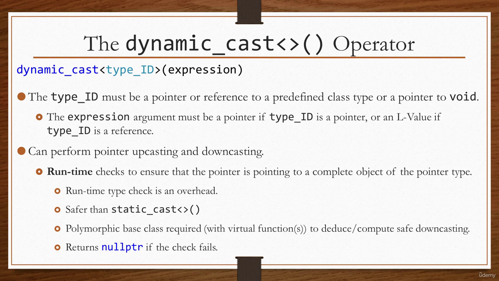So for this to work, we require a polymorphic base class. So we want to have some virtual function in there, and that is basically used to deduce or compute the safe downcasting. And this is going to return null pointer if the check fails. So if we do not have a pointer to a complete object of the pointer type, then dynamic cast will return a null pointer, so we can check for null pointer.